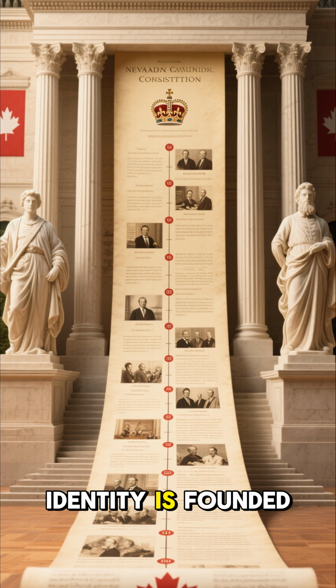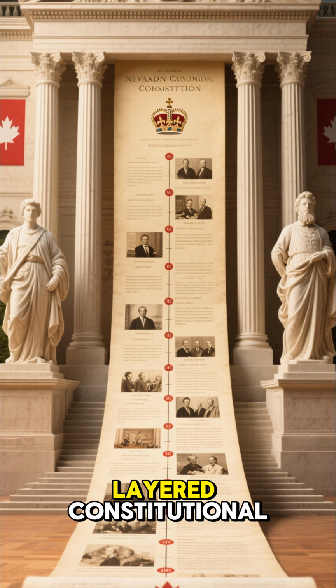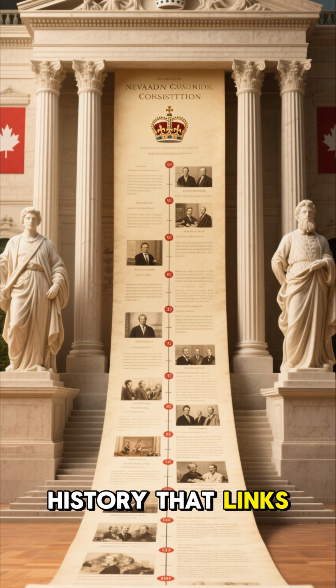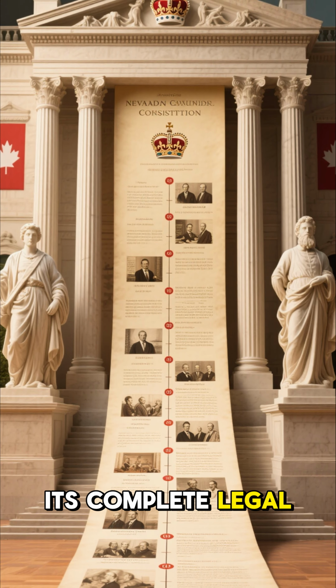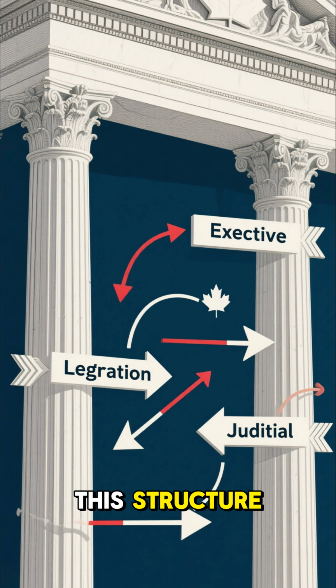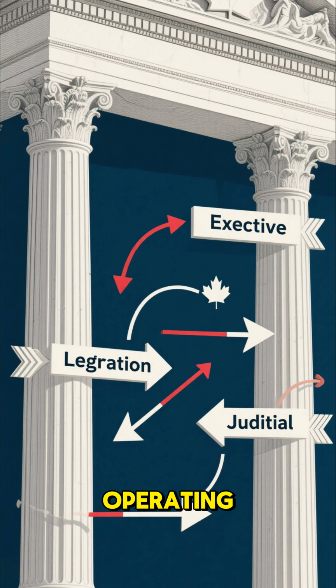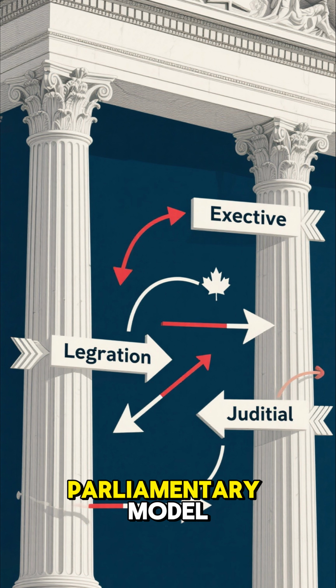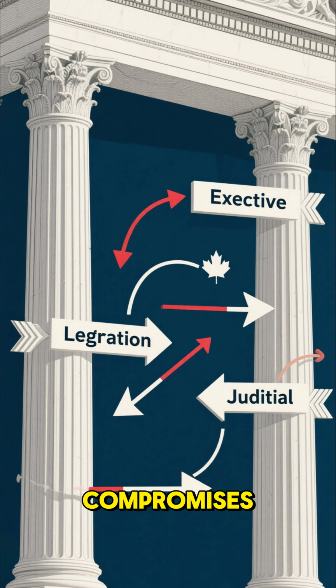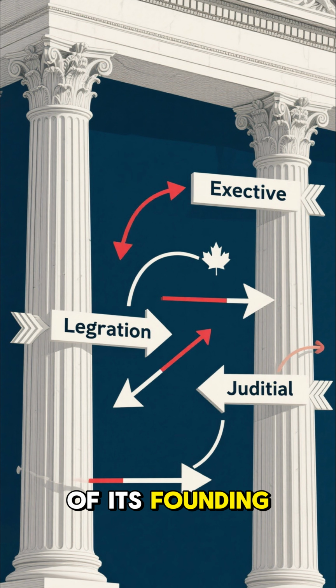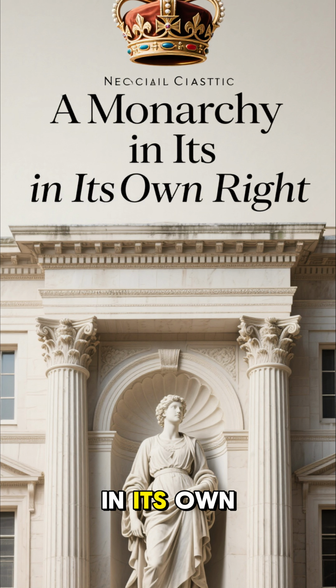The Crown, Constitution, and evolving Sovereignty. Canada's political identity is founded upon a complex, layered constitutional history that links it to the British Crown while simultaneously establishing its complete legal independence. This structure, a constitutional monarchy operating under the Westminster parliamentary model, features institutional peculiarities that reflect the compromises of its founding. A monarchy in its own right.